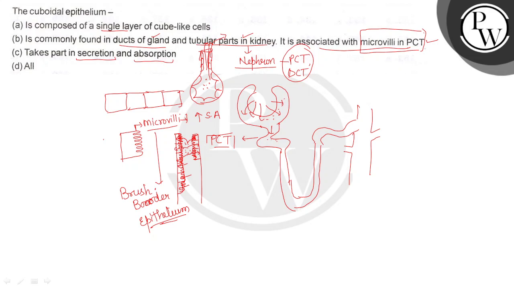And also you see in the case of the intestinal epithelium, where the epithelium is helping in the absorption of digested food. So this one is also true. So all the given three options are correct. So the right explanation or the right answer to this question is option D.